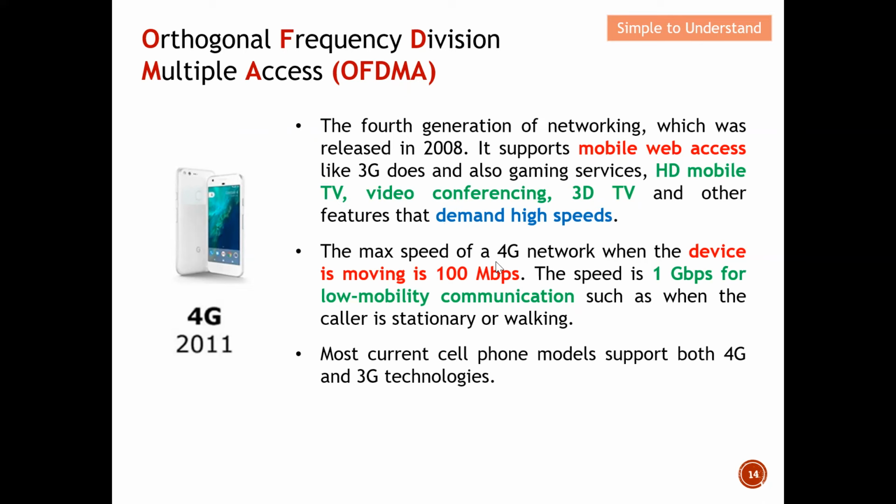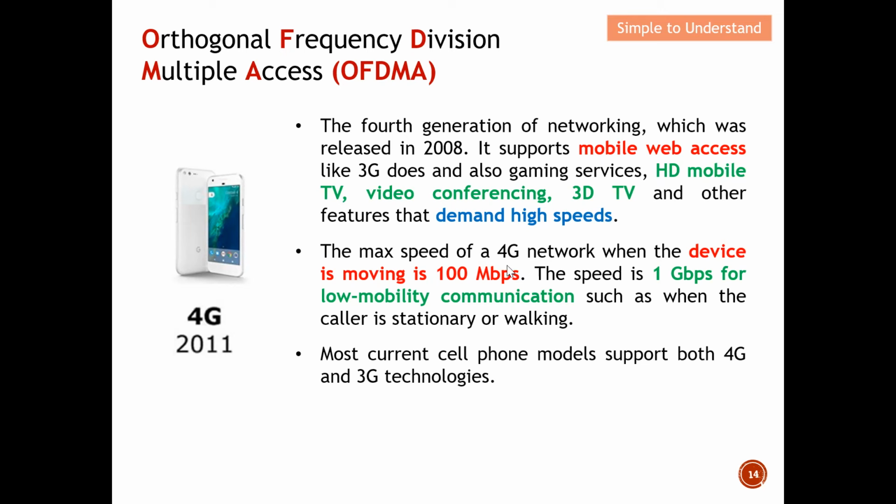Okay, the maximum speed of a 4G network when the device is moving is 100 megabits per second. The key idea, you can see that the speed actually drastically increased from 3G to 4G. The emphasis of 4G is basically we start to send more and more data. For example, we want to have a video conference, therefore we need more data. So 4G actually supports more data.